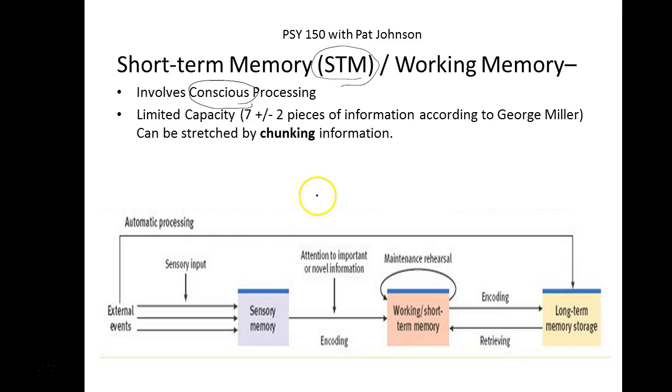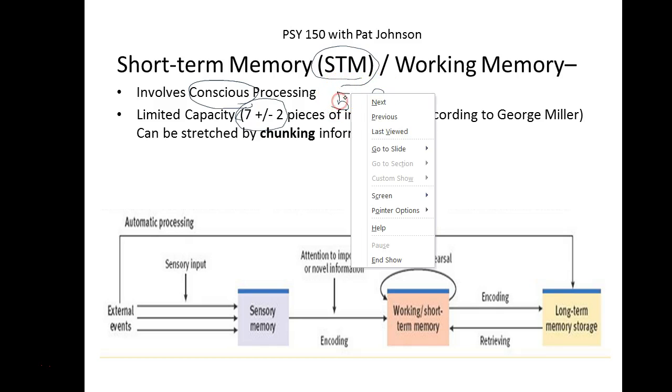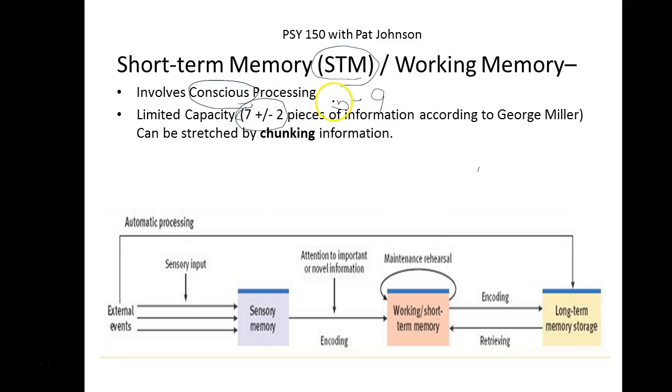It has limited capacity. A guy by the name of George Miller did some research on the capacity of short-term memory. Capacity means how much, and he came up with this 7 plus or minus 2. So 7 minus 2 is 5, 7 plus 2 is 9, so about 5 to 9 pieces of information is the capacity of short-term memory.